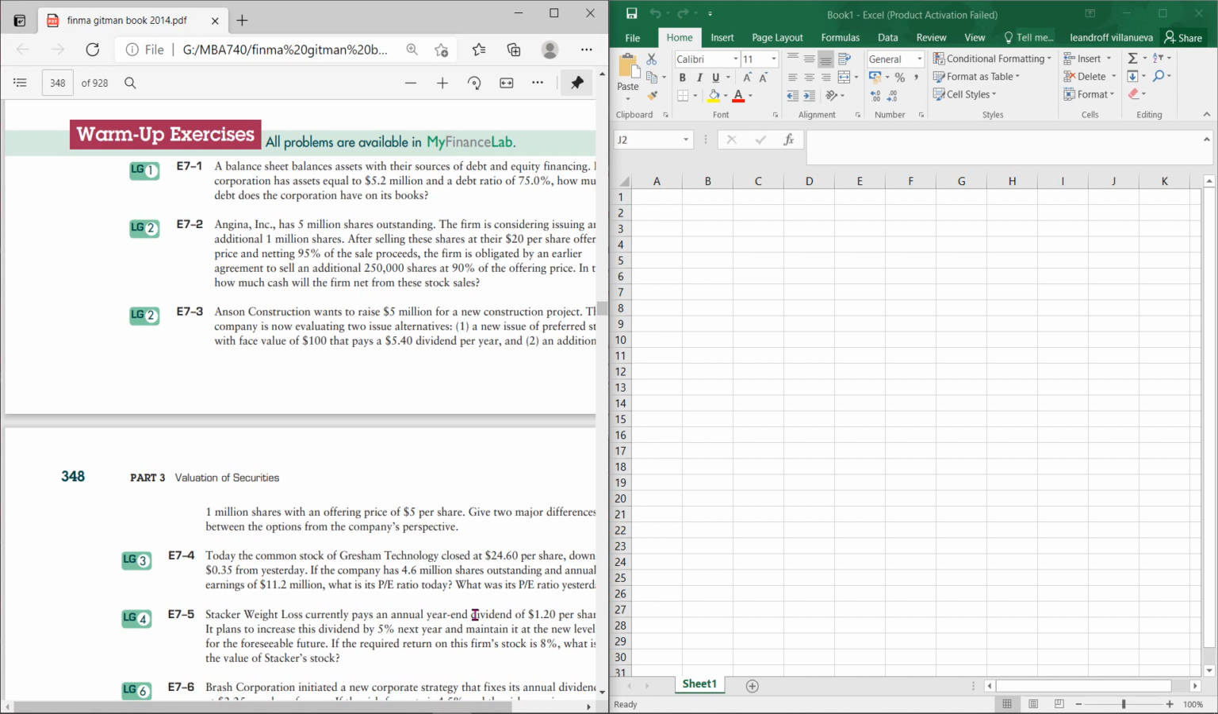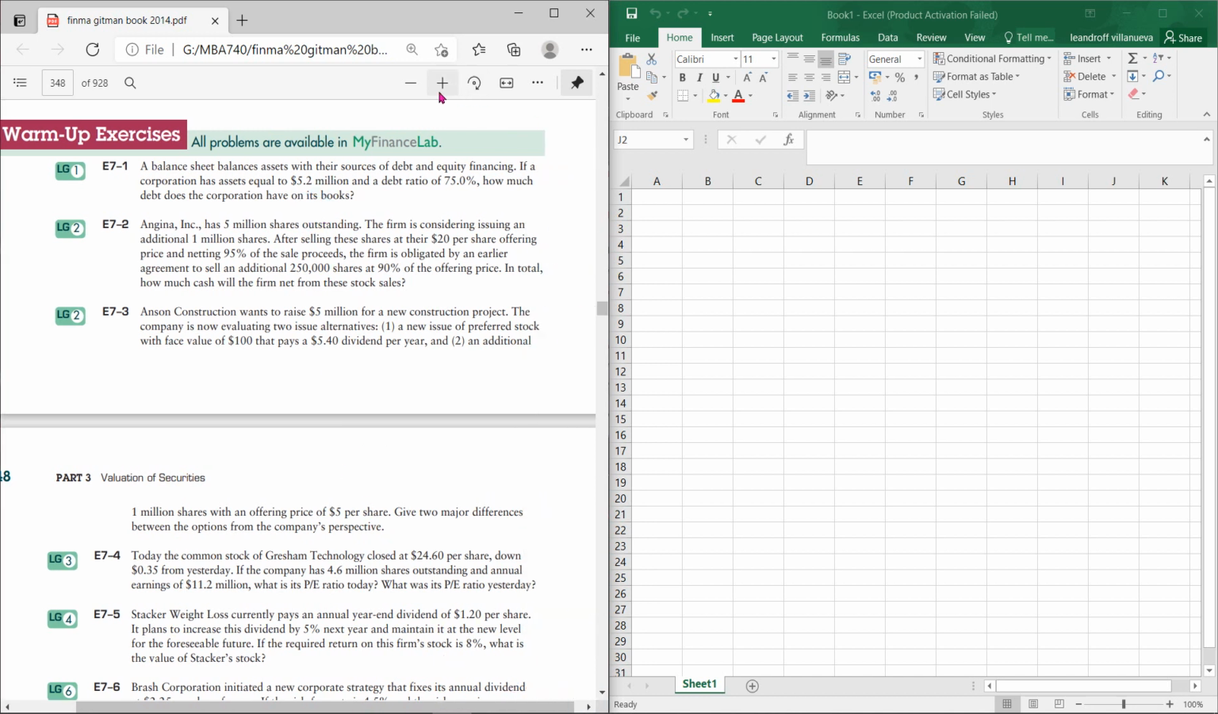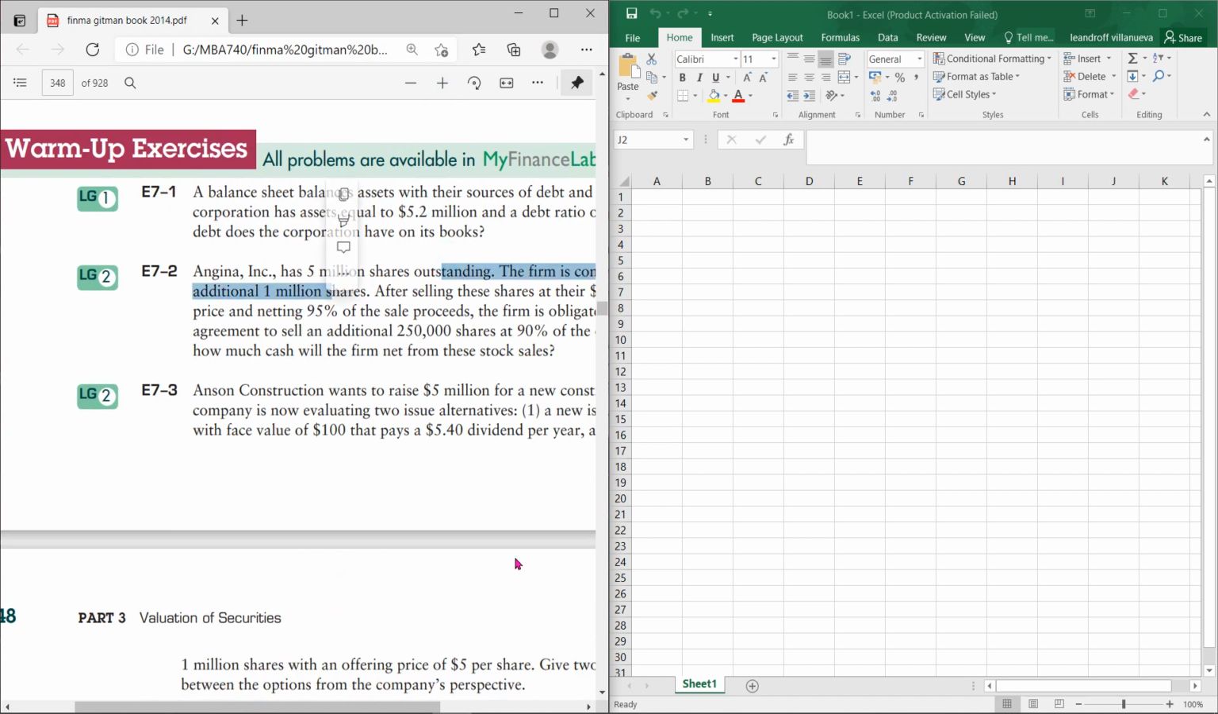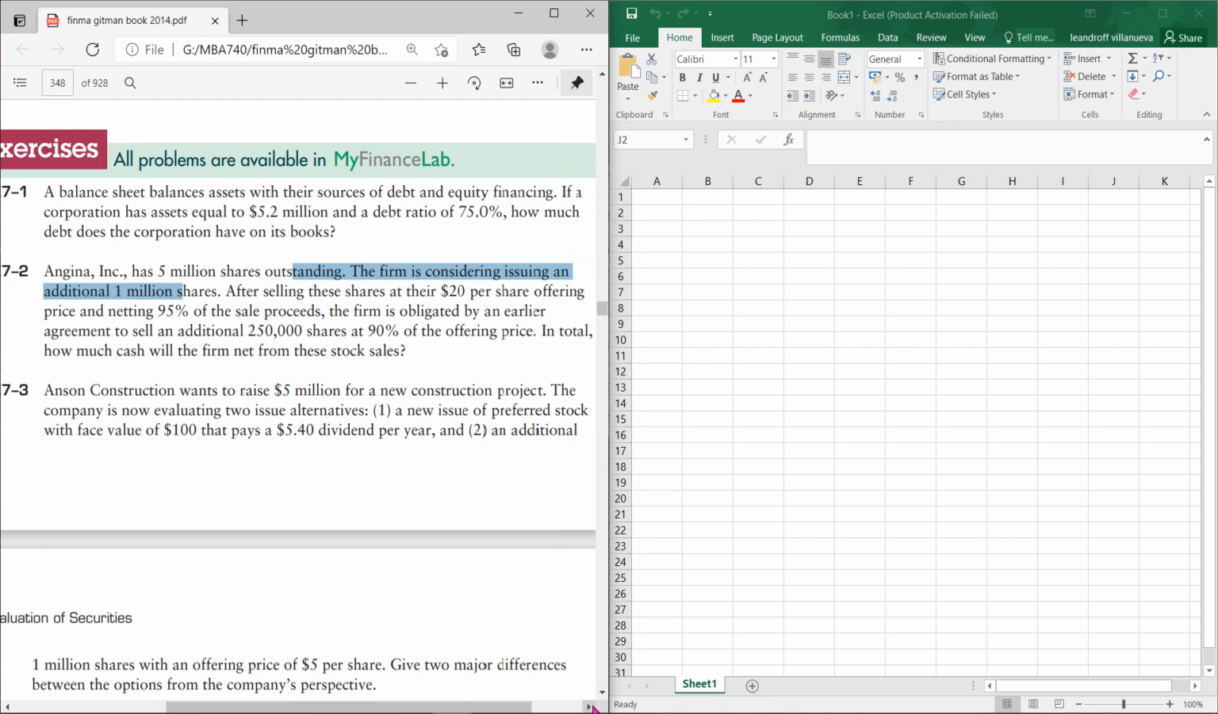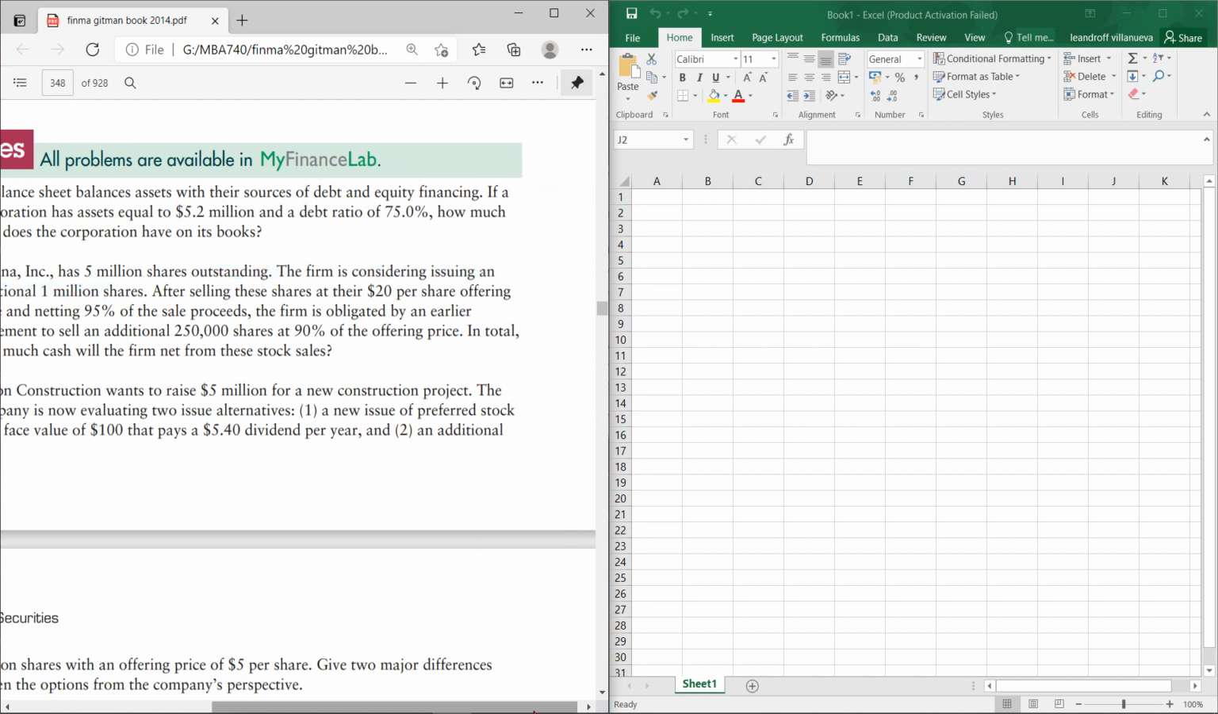Let me start with the exercises, okay? Let me enlarge this one so that we can better see the problem. Okay.